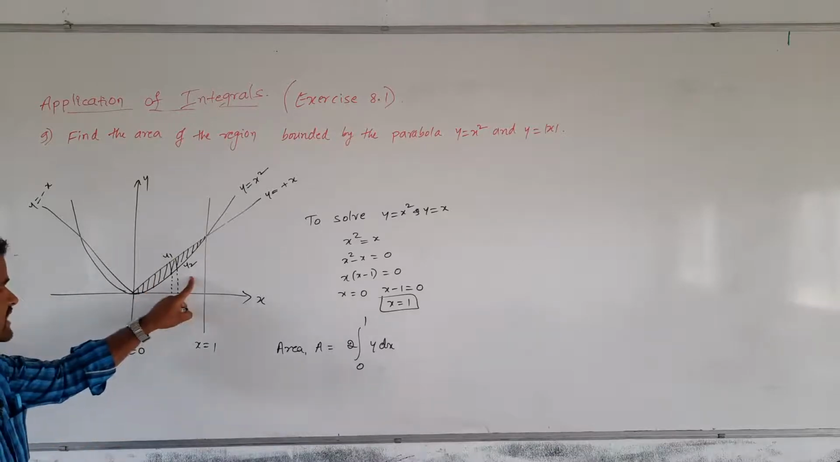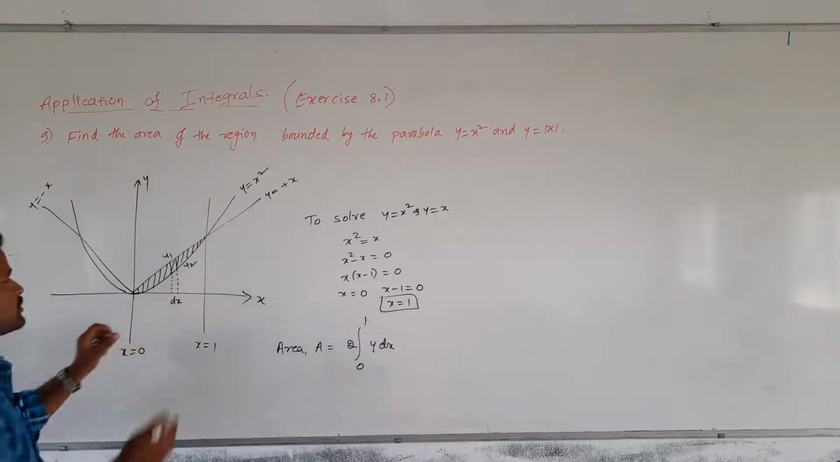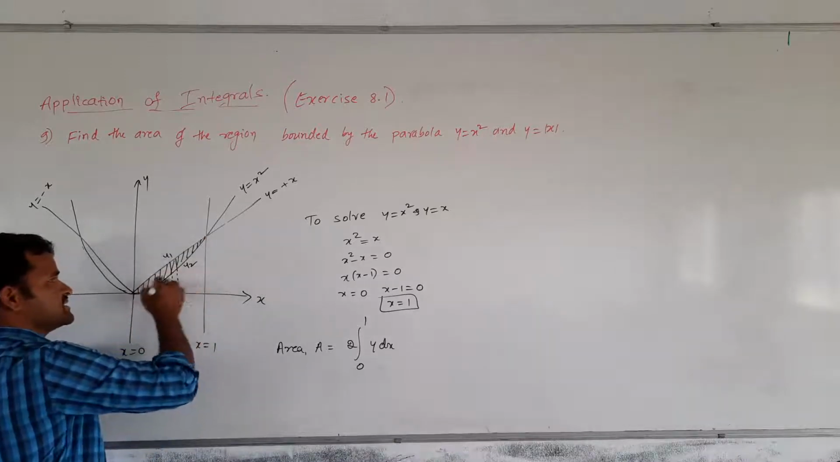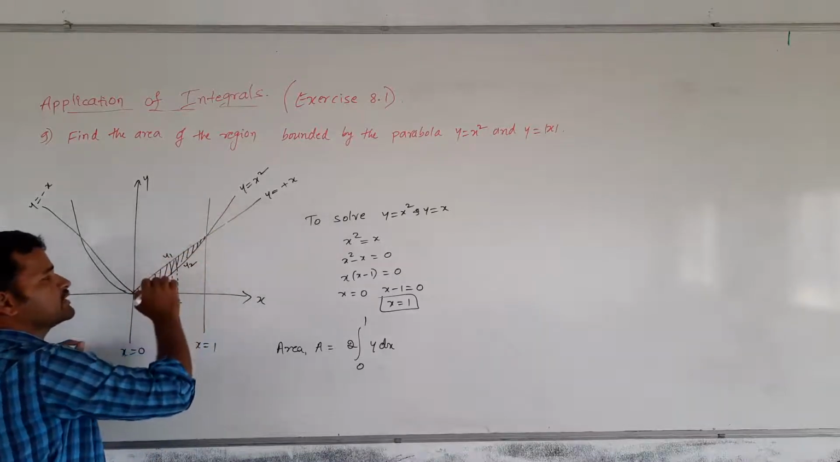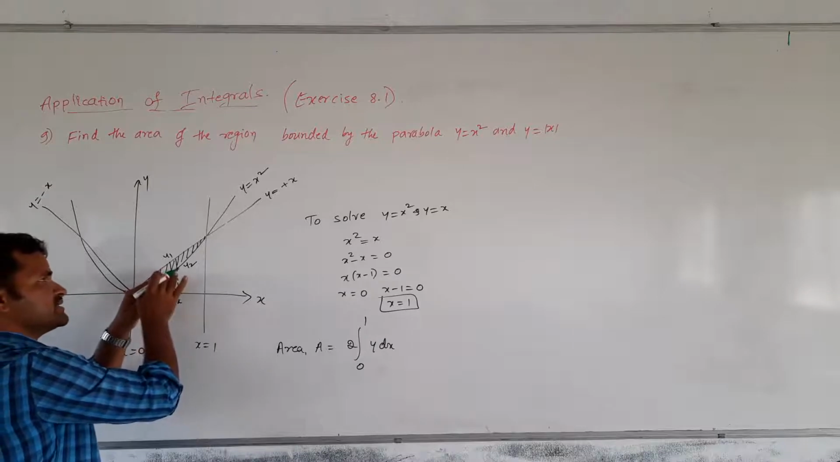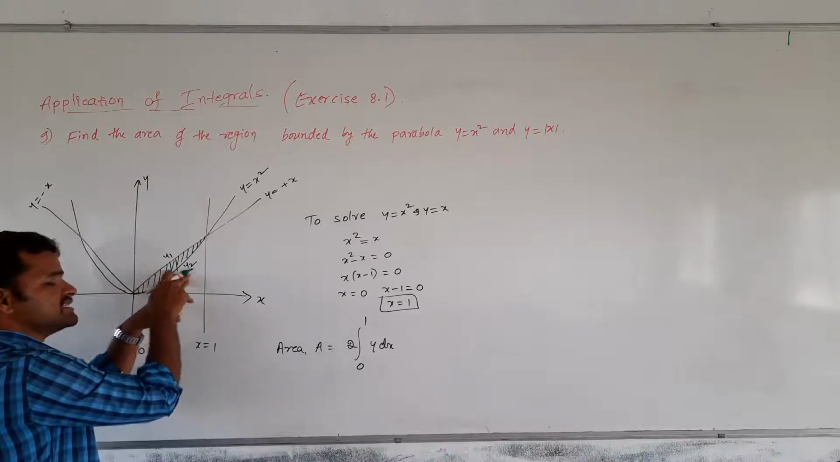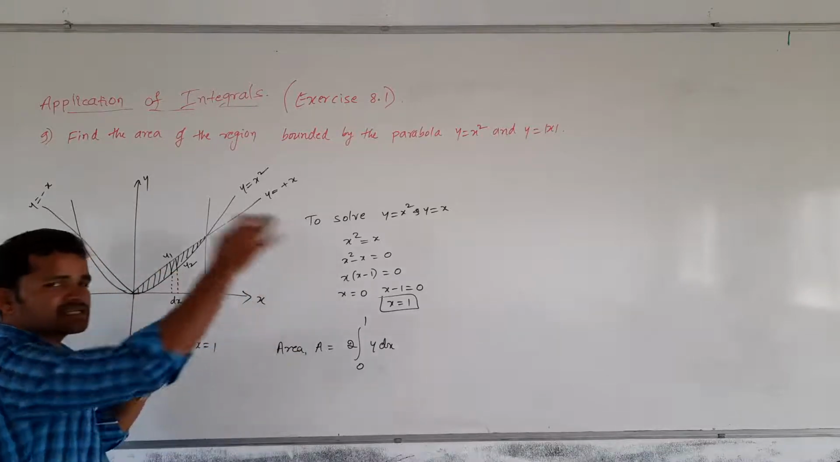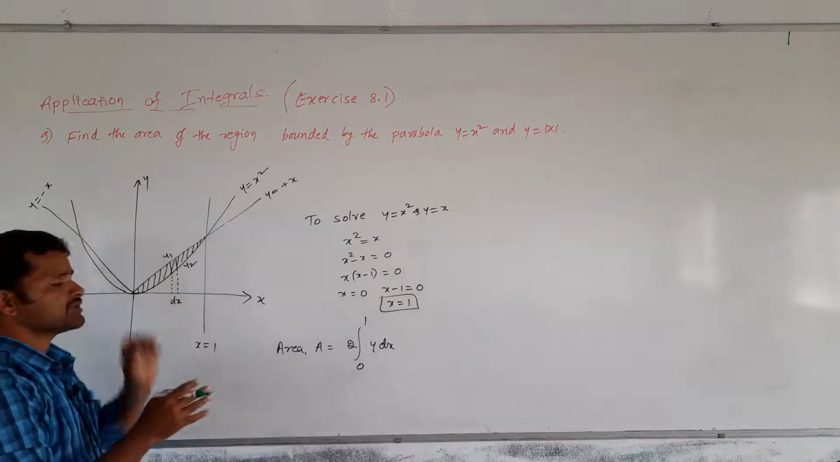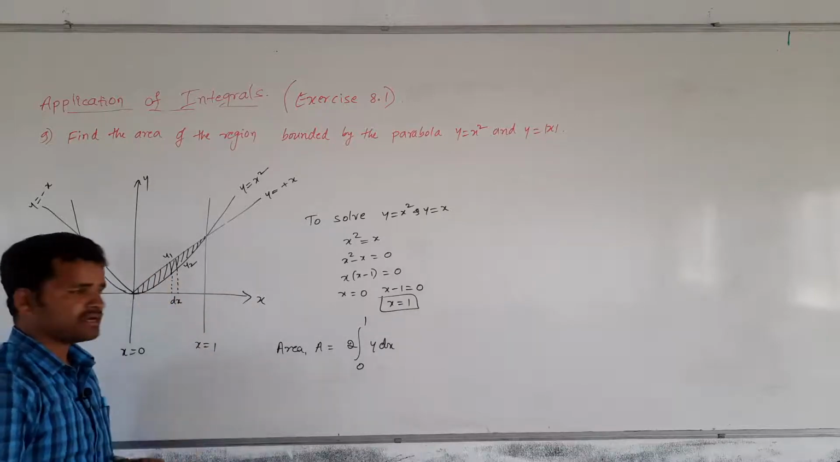To avoid this unshaded area, which is bounded by the second curve, y is equal to x square. So if I integrate on the second curve y is equal to x square, that gives us this unshaded area. I will subtract that unshaded area from the first one. It gives us the required area.